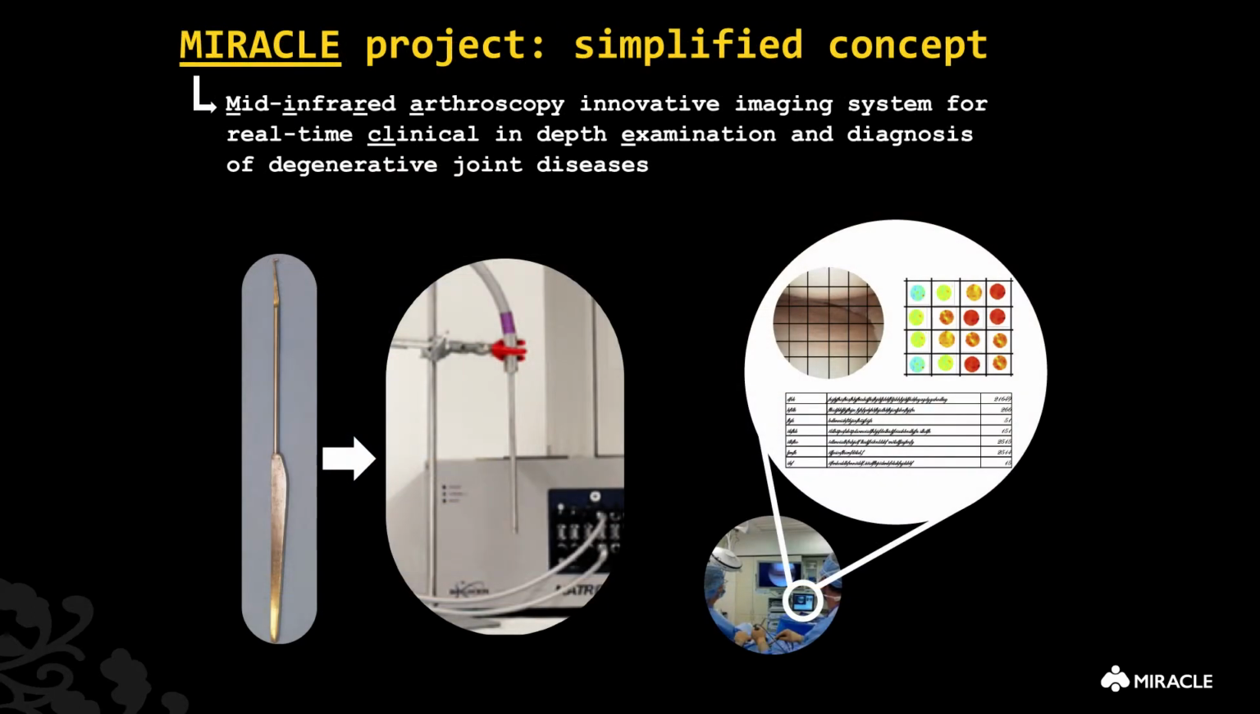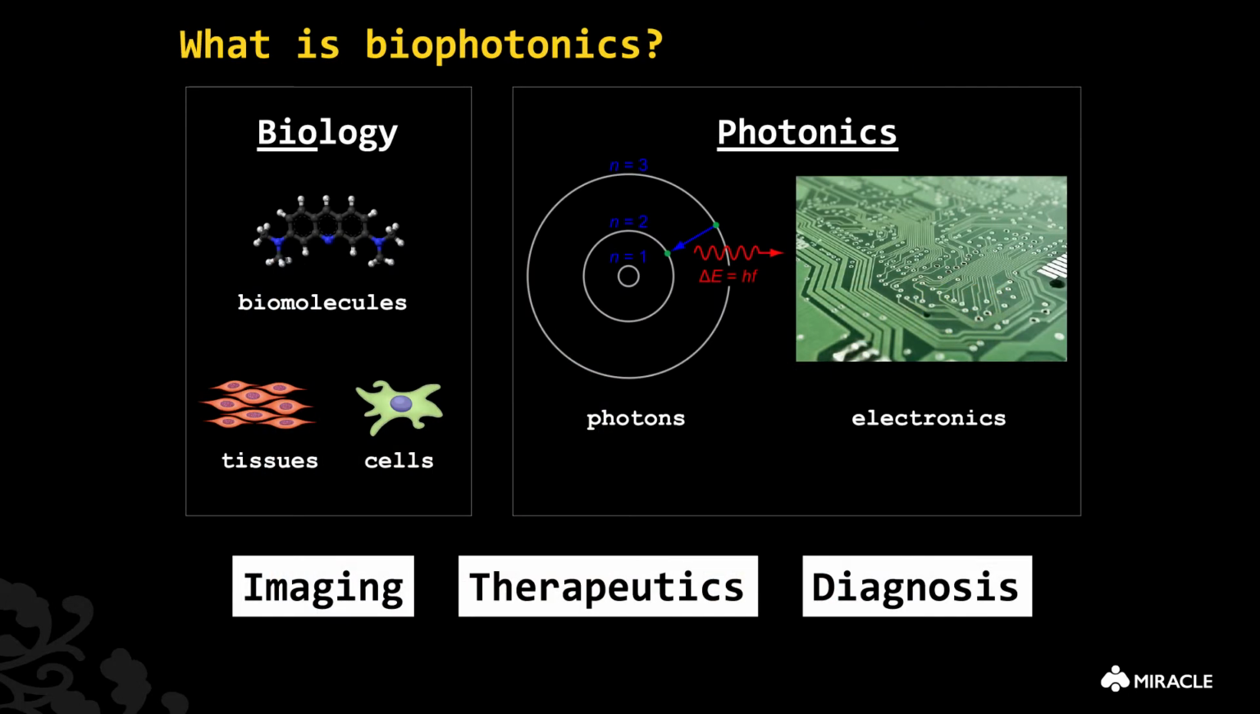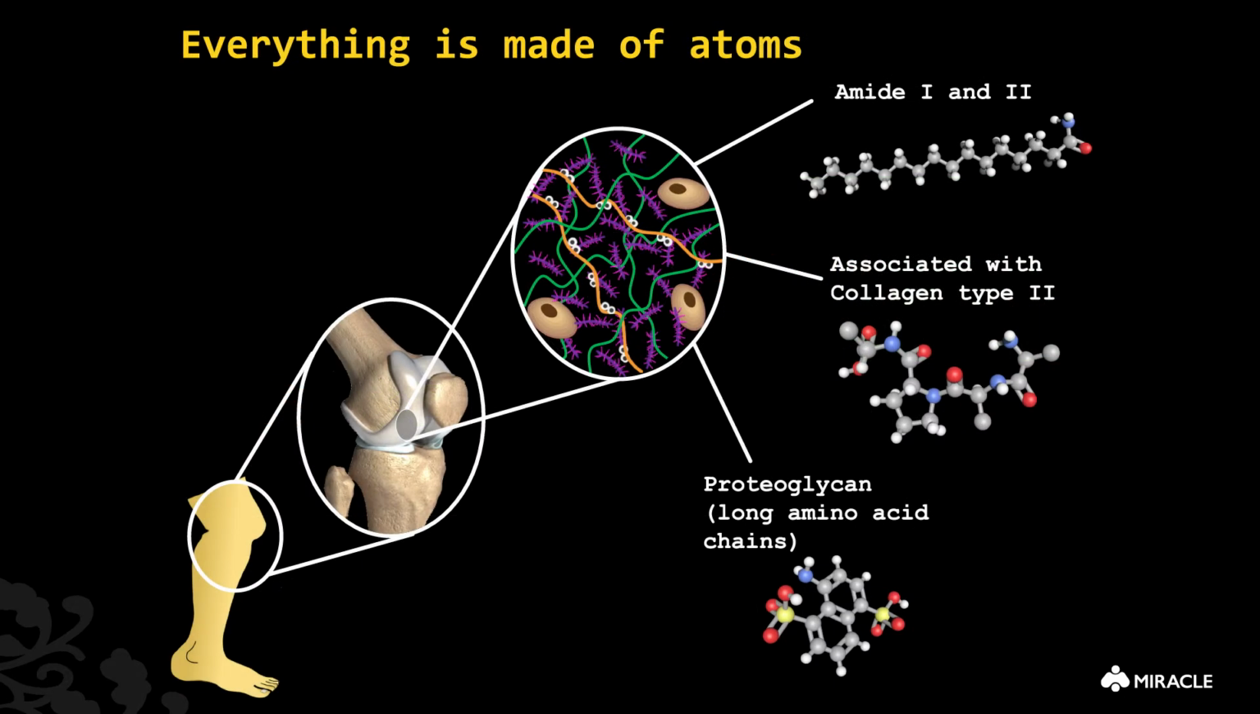The Miracle Project has a very long and complicated name, as you see in this slide, but the concept is very simple. The project will give the doctors a new tool capable of measuring the biochemical composition of the cartilage, giving them a better parameter to make their decisions during the surgery. To achieve this goal, Miracle will use biophotonics. Biophotonics combines biology and photonics. In other words, it uses photons, lights, and electronics to investigate problems related to biology.